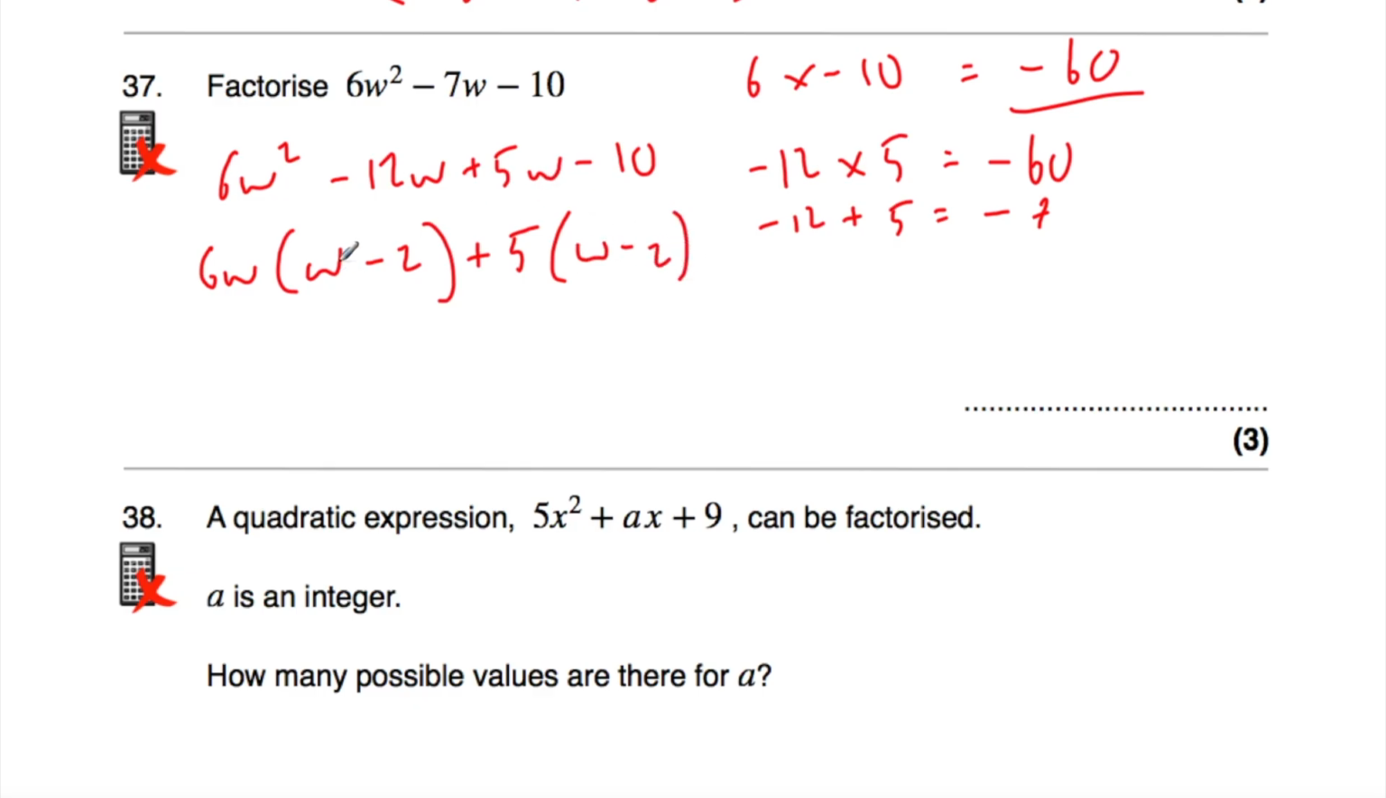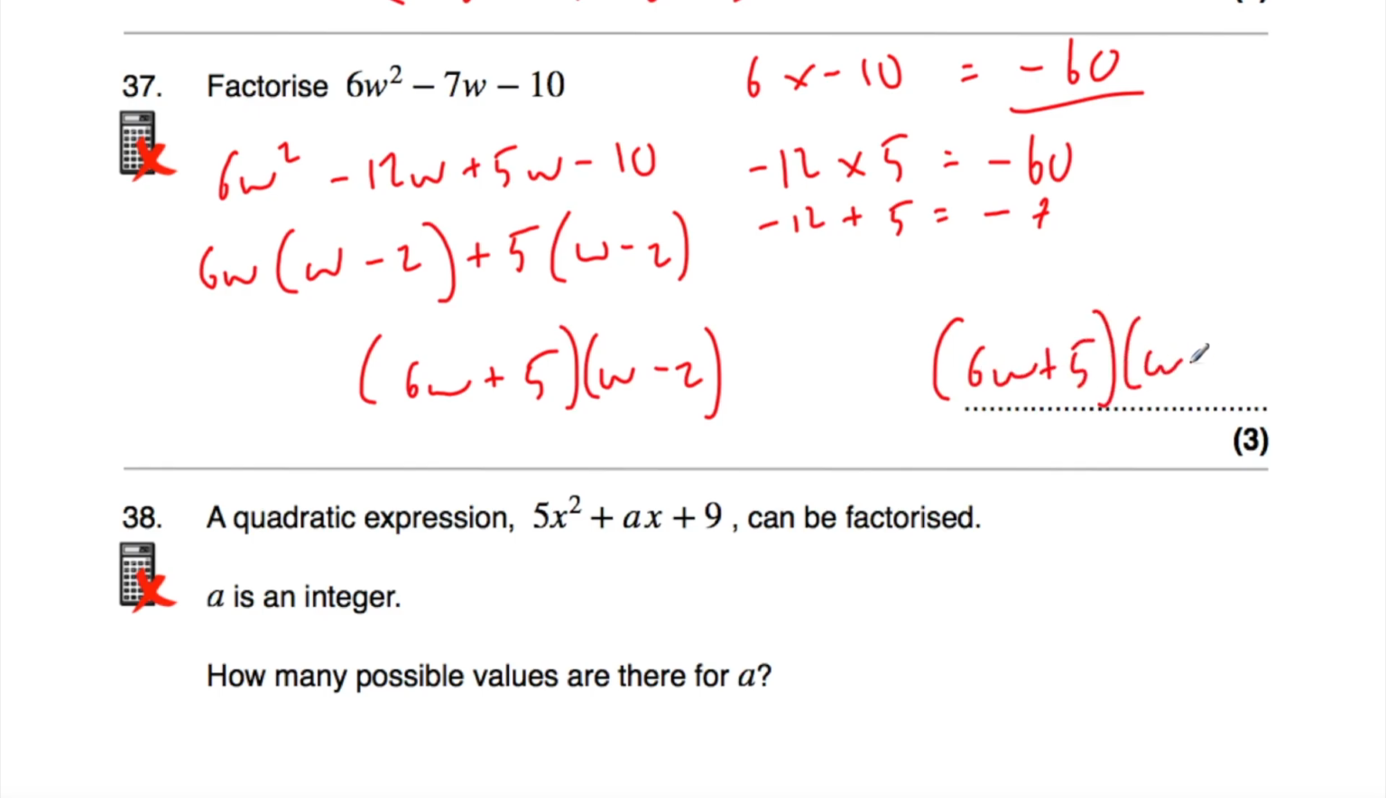And that's fantastic with the same bracket twice. We'll get 6w lots of w subtract 2 and 5 lots of w subtract 2. So altogether that'll be 6w plus 5 lots of w subtract 2. And that's it. So 6w plus 5, and then in brackets w minus 2.